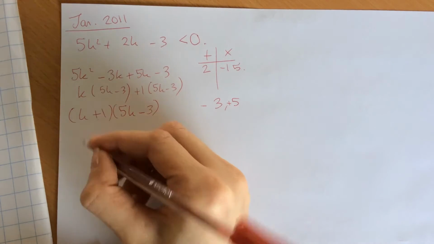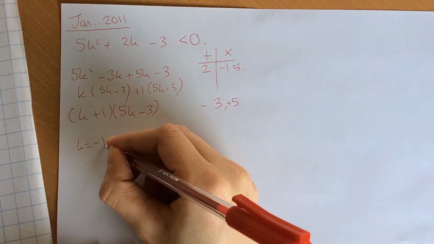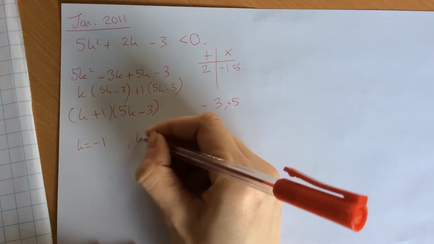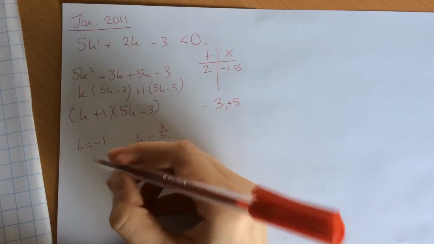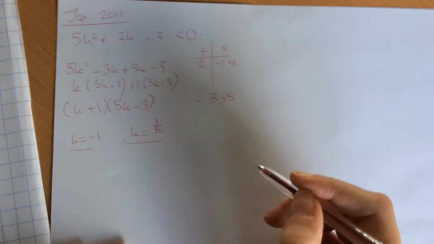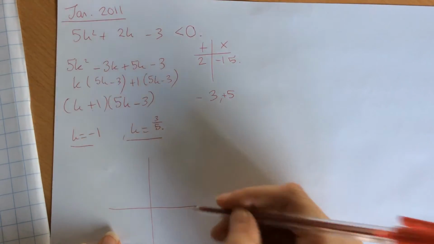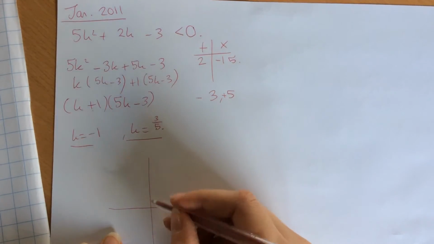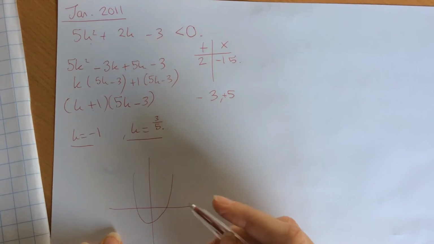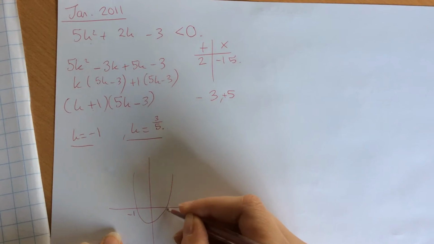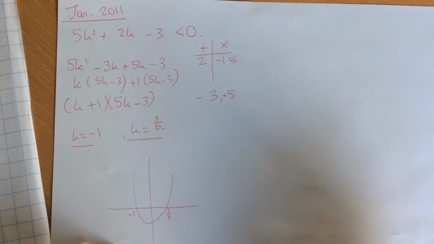Our 2 values then from this bracket, k is minus 1, and from this bracket, k is 3/5. Okay, so these are 2 values. Next thing we do then is go on and sketch a little graph. So, positive squared, so a U shape, and then we've got our 2 values of minus 1 and 3/5 there.